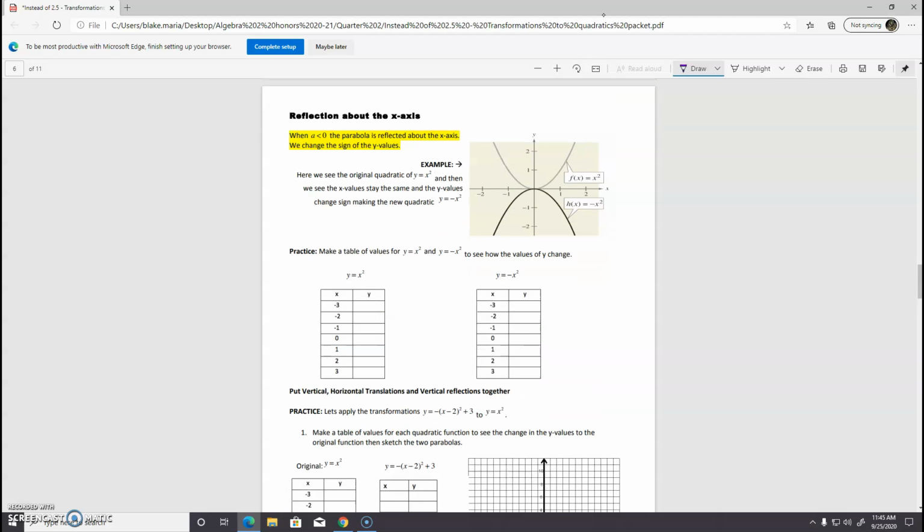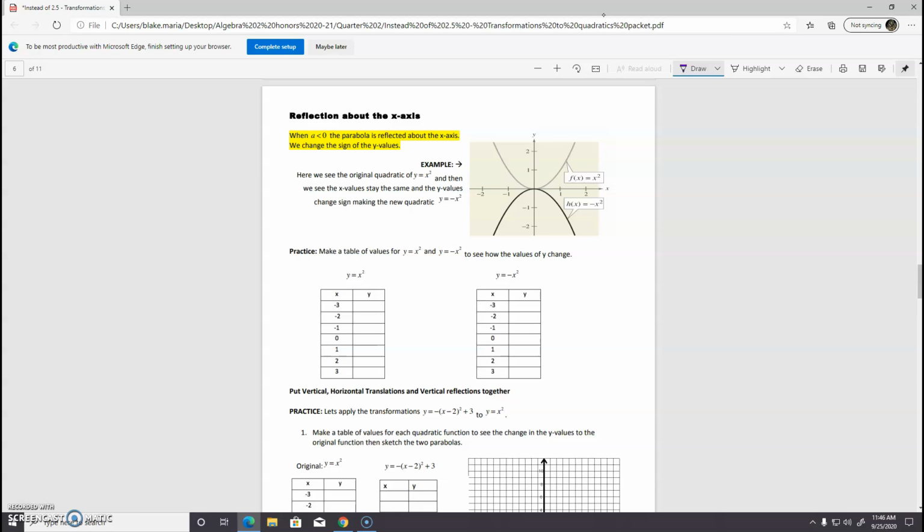Where are we at? Reflection. So reflection when a is less than 0. So when you have that negative a value, it's reflected over the x-axis. So you see here y = x squared and y = -x squared. So that negative flipped us over the x-axis.